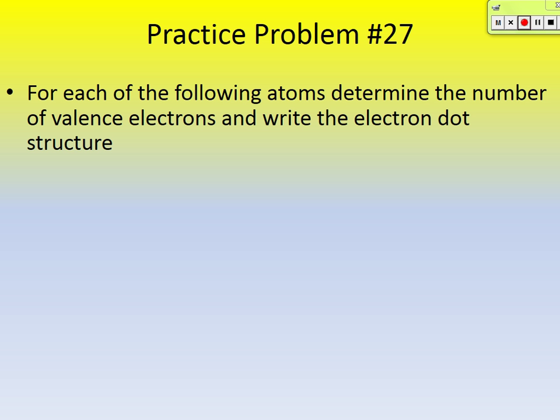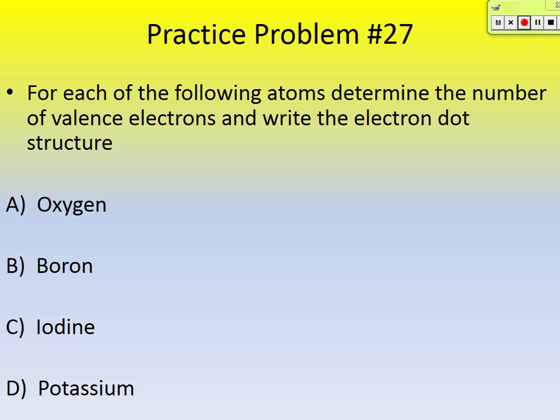Practice problem number 27. It says, for each of the following atoms, determine the number of valence electrons and write the electron dot structure. So I've got 4 of them. Please hit pause right now. You guys work these problems, A through D. Remember, I want the number of valence electrons and its dot structure. So hit pause. When you've got it done, hit play and see if you did them correctly. Okay, let's see if you got these right.